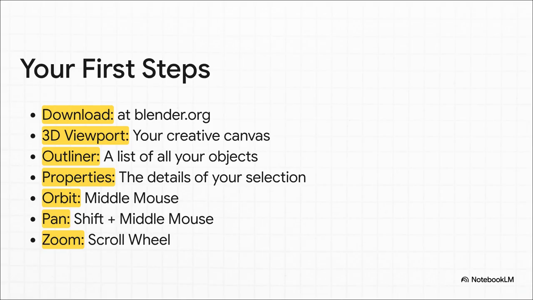But before anything else, just learn how to move. Use your middle mouse button to orbit around. Hold Shift and the middle mouse to pan side to side. And just scroll the wheel to zoom. Seriously, getting that muscle memory down is the key to everything.